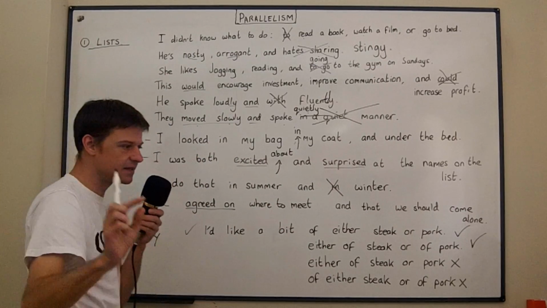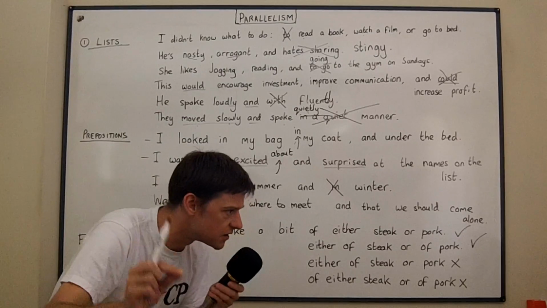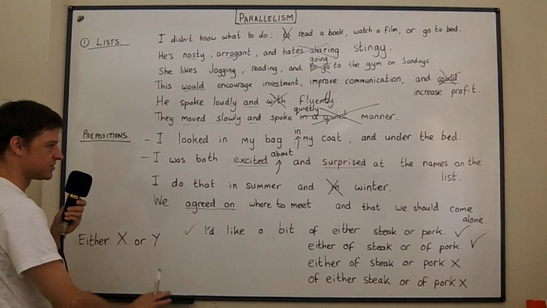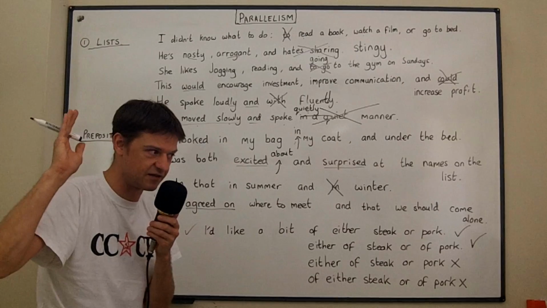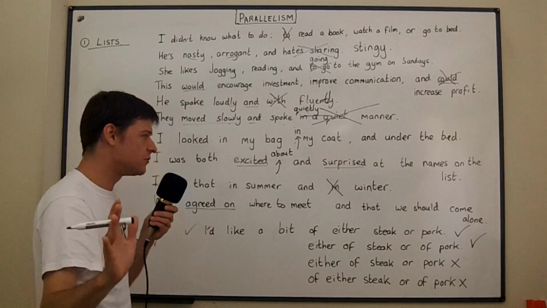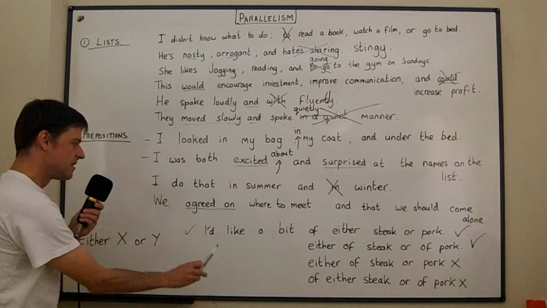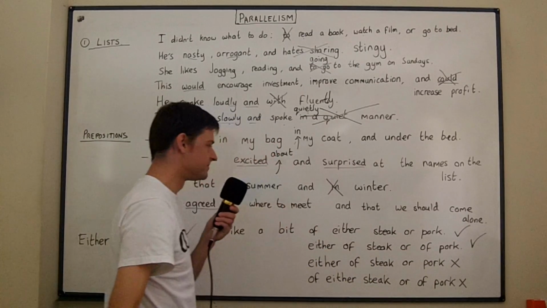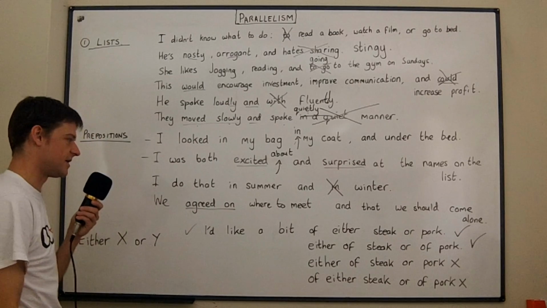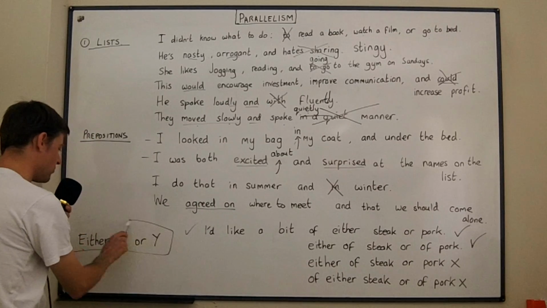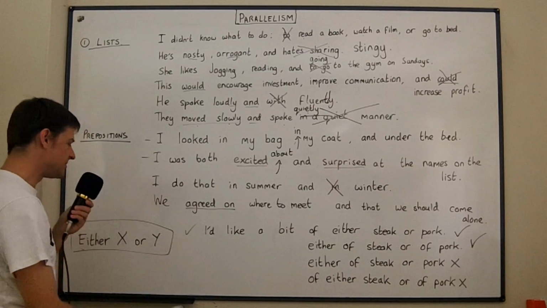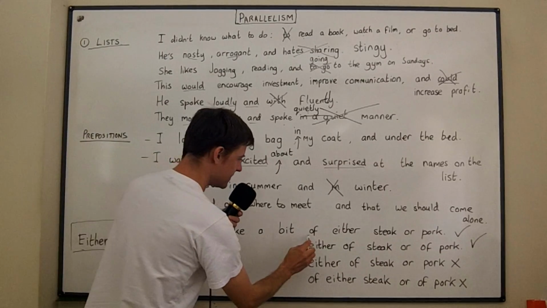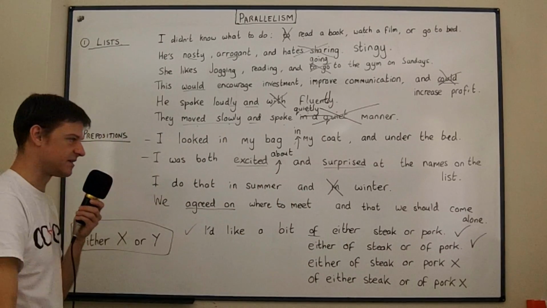Okay, lastly, I'll give you a little taster of what I'm going to do with correlative conjunctions. We're going to examine and scrutinize these because these are hard. But just look at this last sentence. "I'd like a bit of either steak or pork." Simple sentence, right? We're joining "either X or Y" together. The problem is when you add the preposition "of." There's a number of different possibilities now.